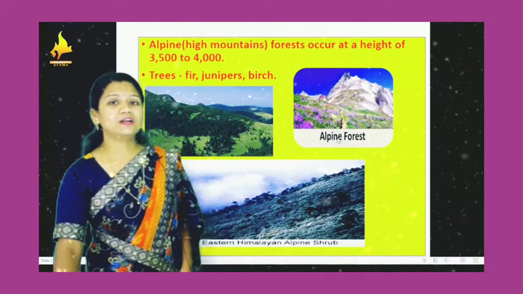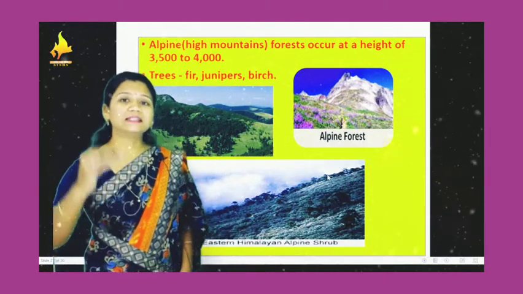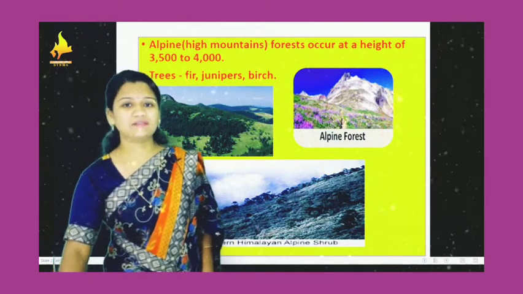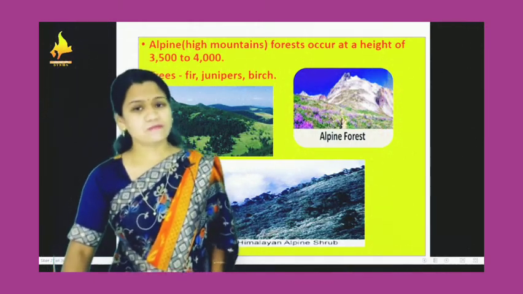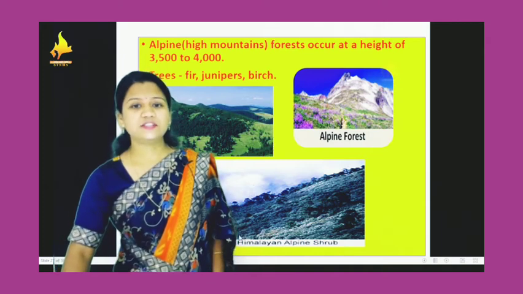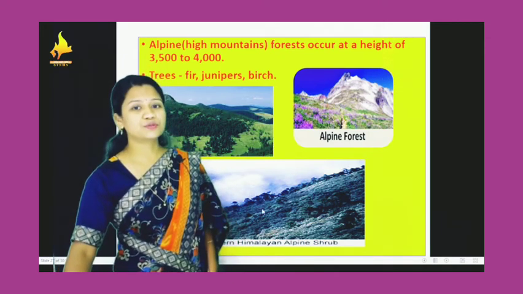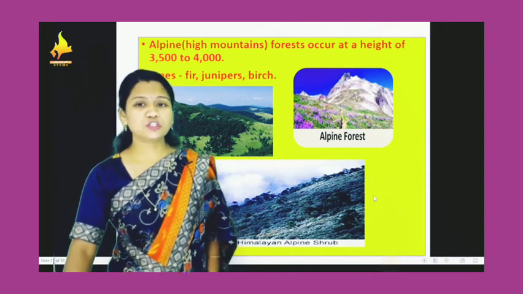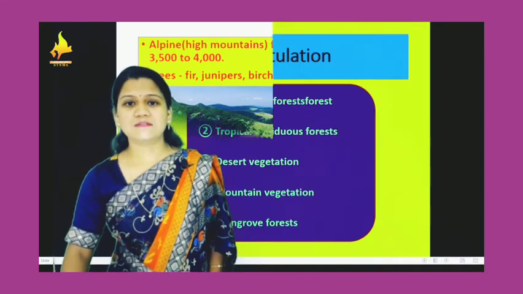Alpine means whatever plants and trees are grown at the top of the mountain. These are called alpine forests. And the eastern Himalayan alpine shrubs are also displayed here on your screen. These are the examples of mountain vegetation.